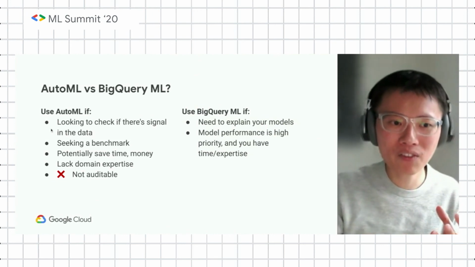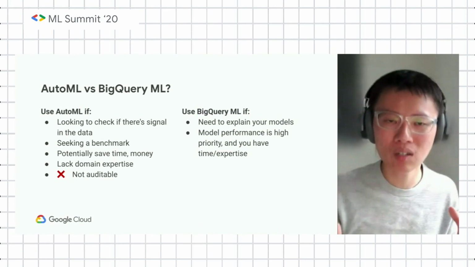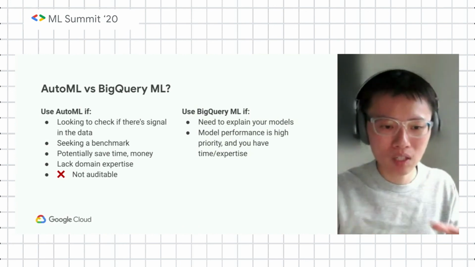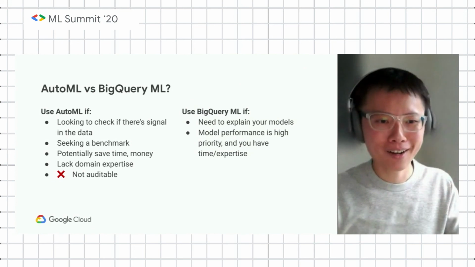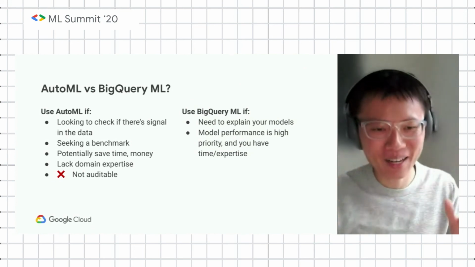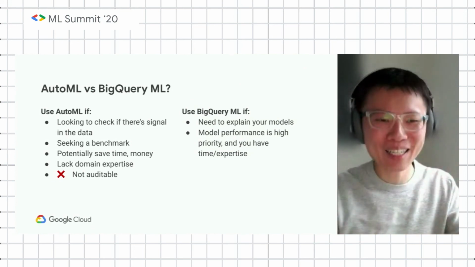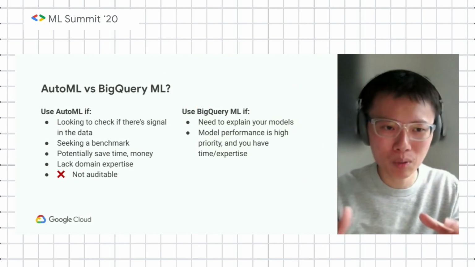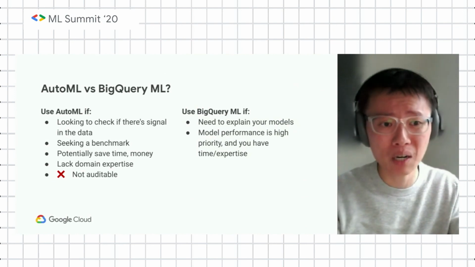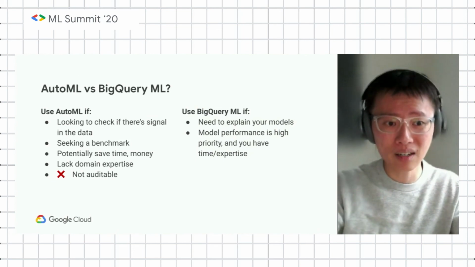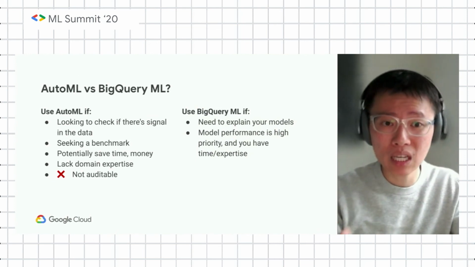Use AutoML if you're looking to check if there's some sort of signal in the data. Let's say there's a data set that's being placed on your table. Theoretically, it's given to you, and you just want to know if there's some sort of signal in the data. You could just use AutoML and see if it predicts what you're trying to predict to a pretty good standard. You can also use AutoML to seek a benchmark.